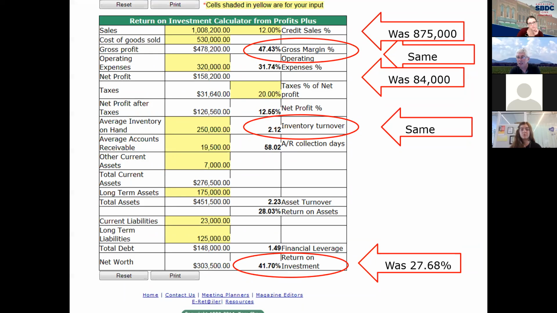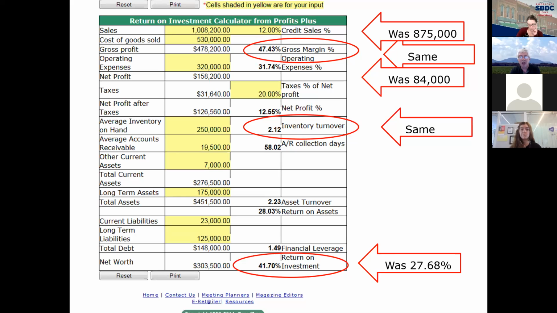Our store was at $875,000 in sales. Doing so, our sales are now $1,008,200. Folks, this is not playing around with numbers. This is just simple being a good business owner. I did not change the gross margin.